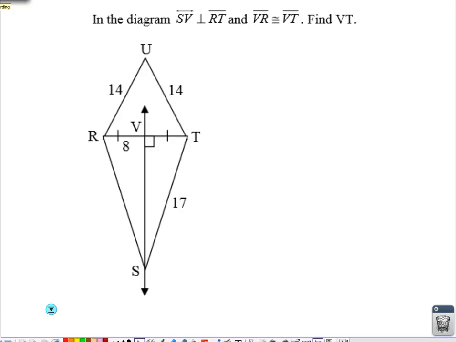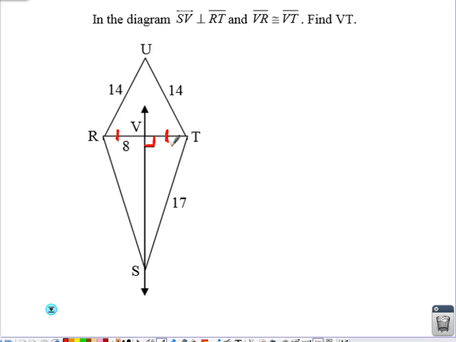It says in the diagram, line SV is perpendicular to RT. I've got a right angle there. They didn't even have to tell us; they tell us in the diagram. VR is congruent to VT.